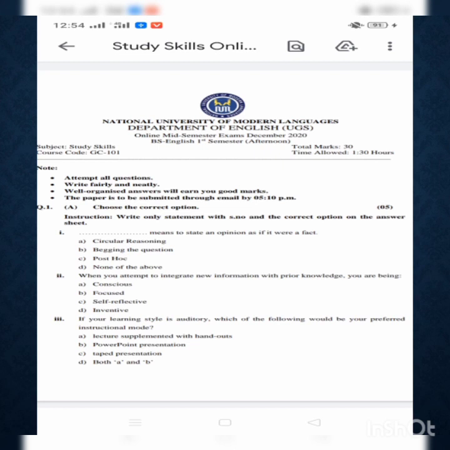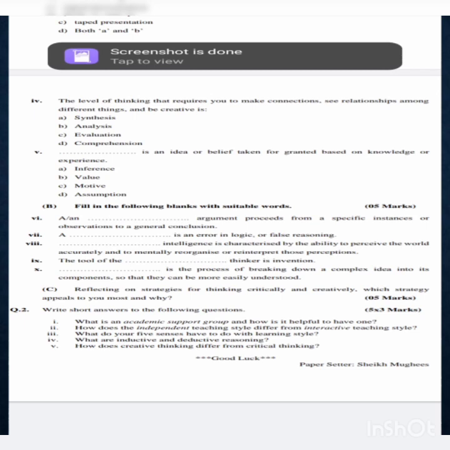Second question is when you attempt to integrate new information with prior knowledge, you are being, the options are given. And third one is if your learning style is auditory, which of the following would be your preferred instructional mode? Fourth one, the level of thinking that requires you to make connections, see relationships among different things, and be creative is, the options are given. Fifth one is dash is an idea or a belief taken for granted based on knowledge or experience.